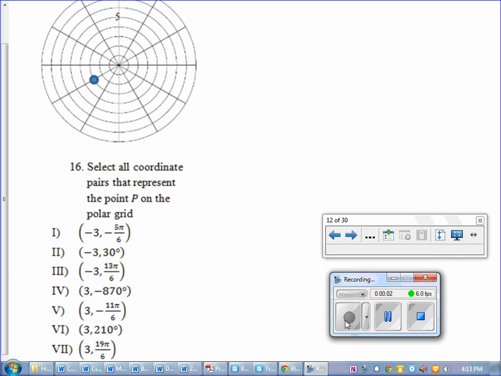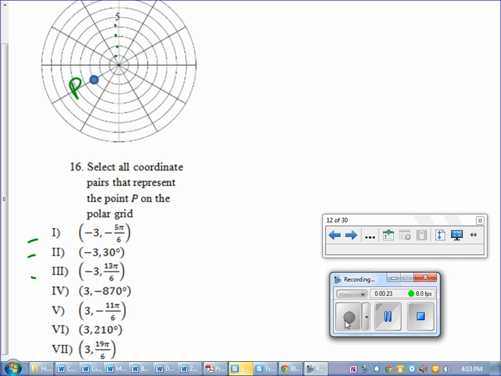In number 16, we're going to find all the coordinates that represent the point P that's on the polar grid. So this is the point P, and there's a scale of 5, so I can just check 1, 2, 3, 4, 5. So I'm counting by ones. The best way to approach this problem, there are multiple answers, is just to go through each of the choices and determine which ones are true or false.